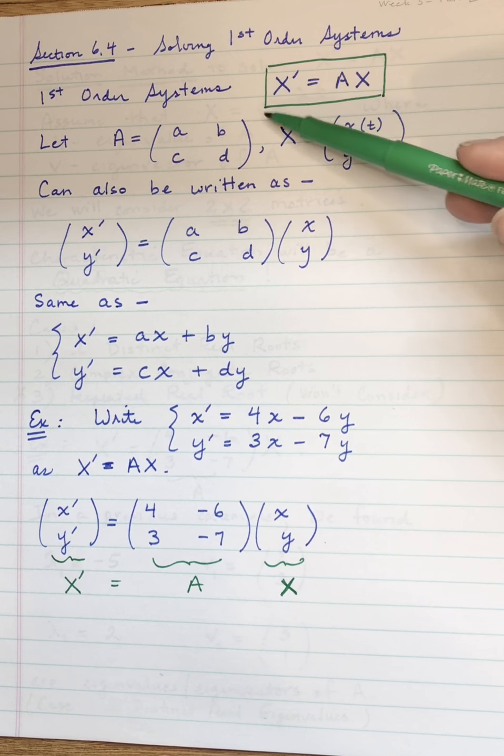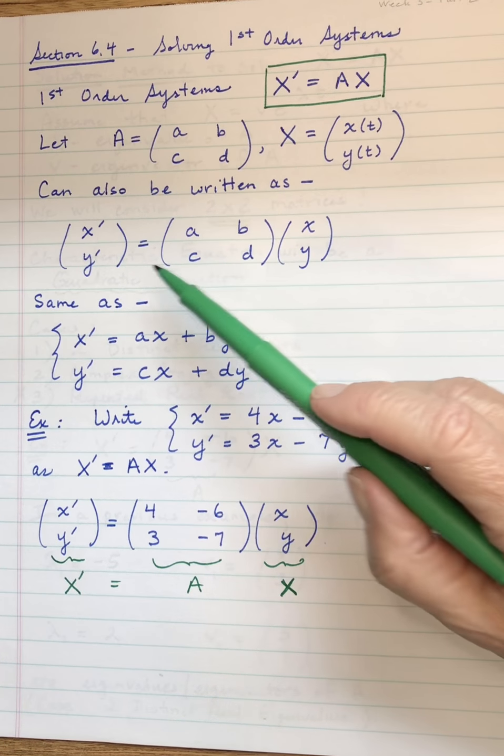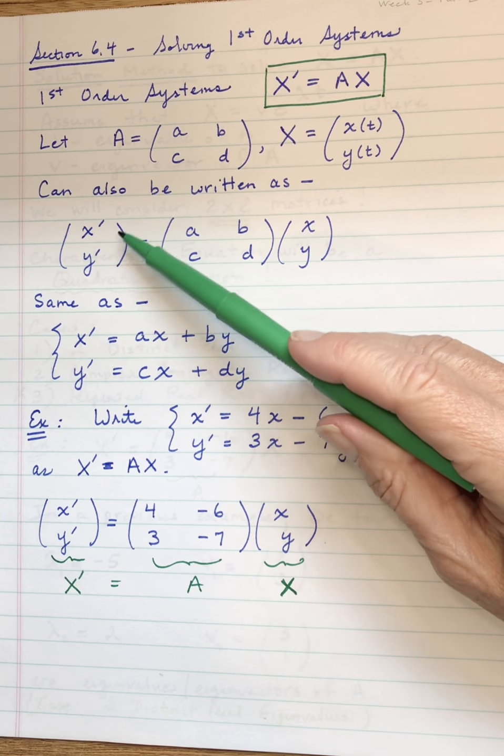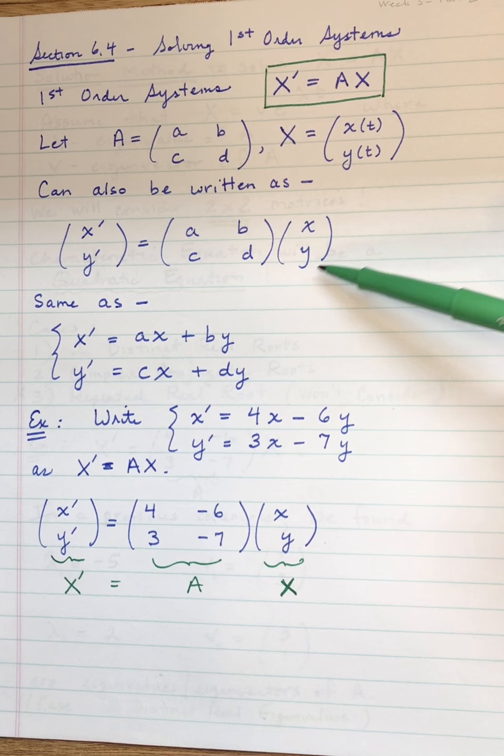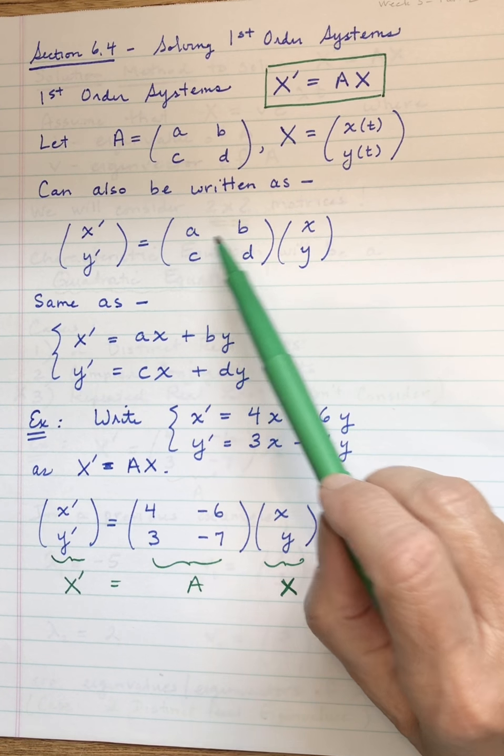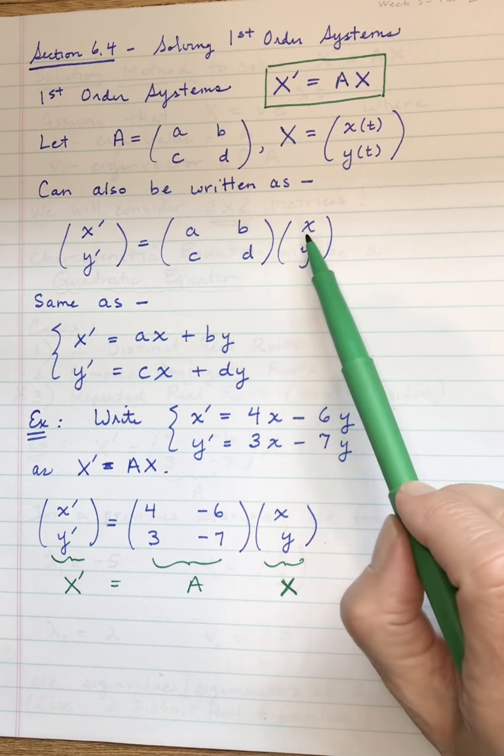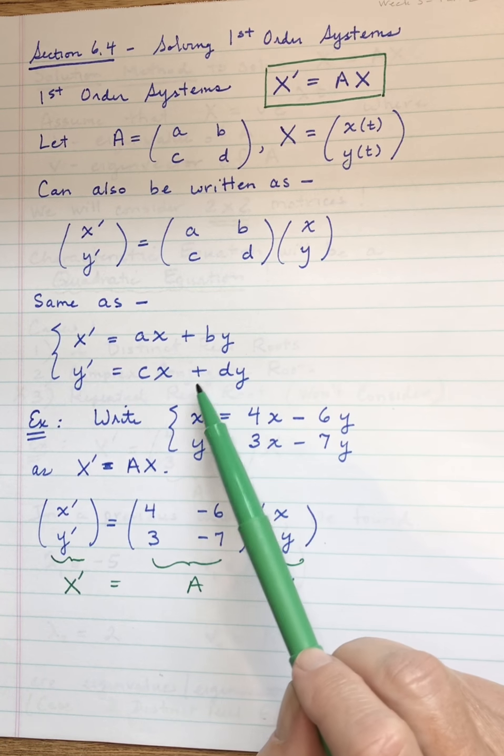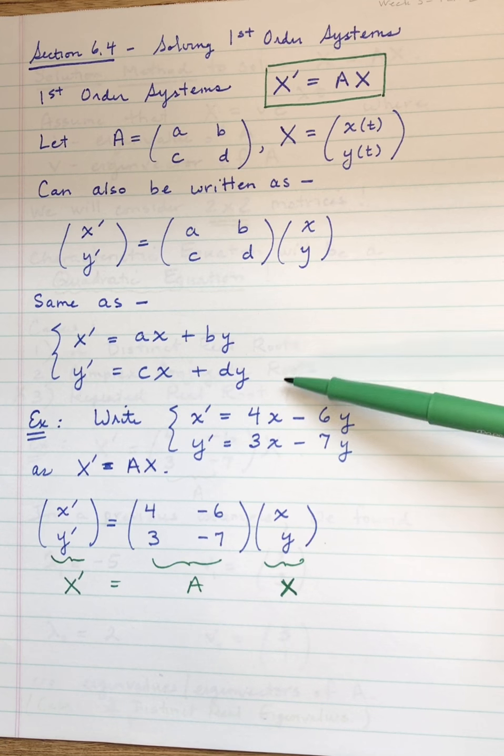So instead of writing the system like this in matrix form, we could write it in terms of x's and y's here. X prime, y prime equals our matrix A times our vector xy. And see, when you multiply through on the right hand side, you get A times x plus B times y, and that's equal to x prime. You get C times x plus D times y, and that's equal to y prime. So we could also write the system like this.